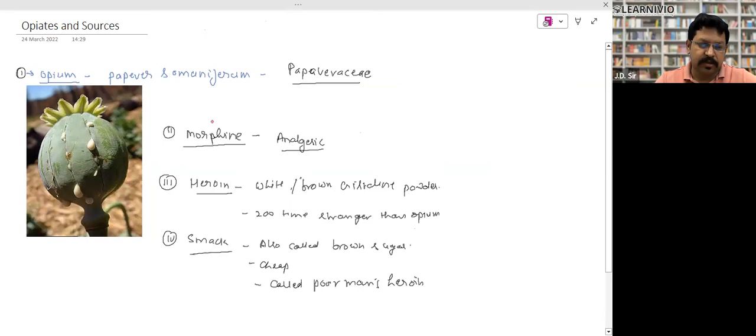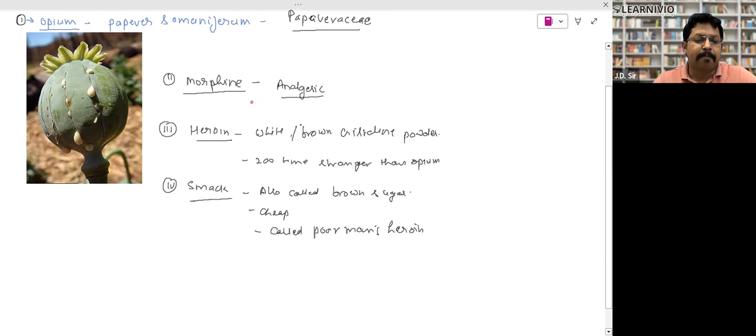First, this opium is Papaver somniferum. Second, we extract morphine. The compound found in opium is morphine. It is analgesic, meaning pain relieving. Second, heroin is made from morphine or opium. It is a white, brown, crystalline powder. It is 200 times stronger than opium. It is very concentrated. Now you can imagine, 200 times stronger than opium.